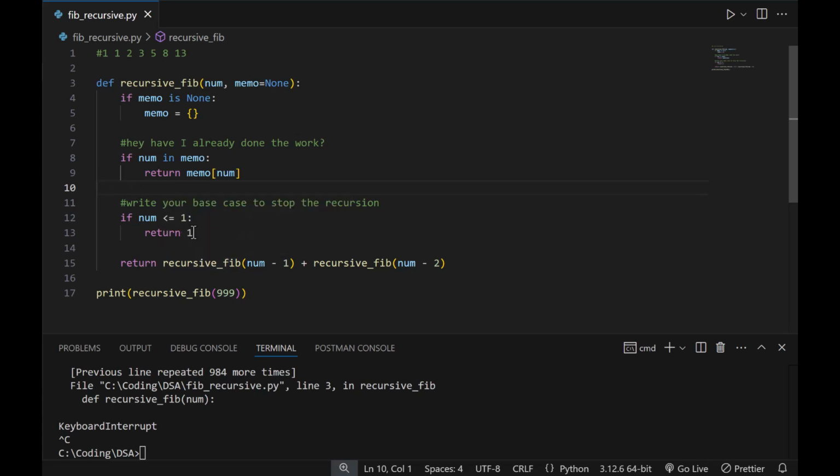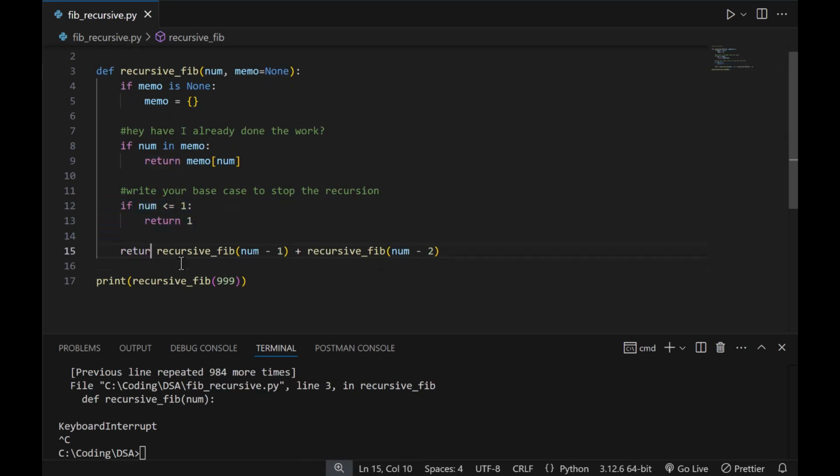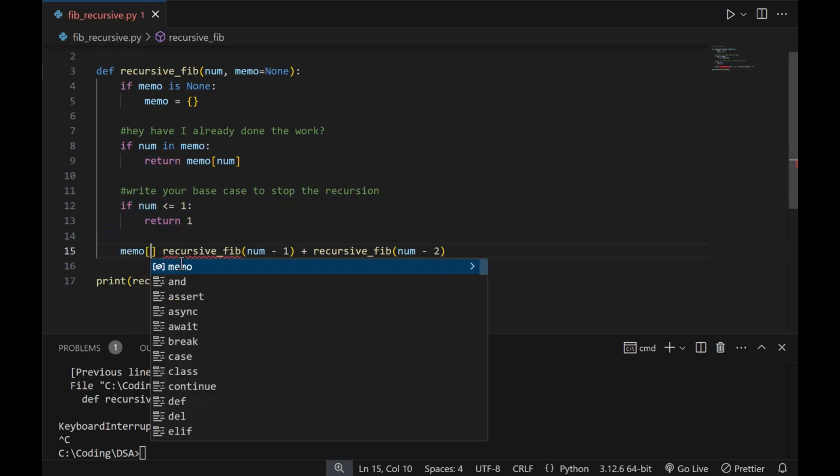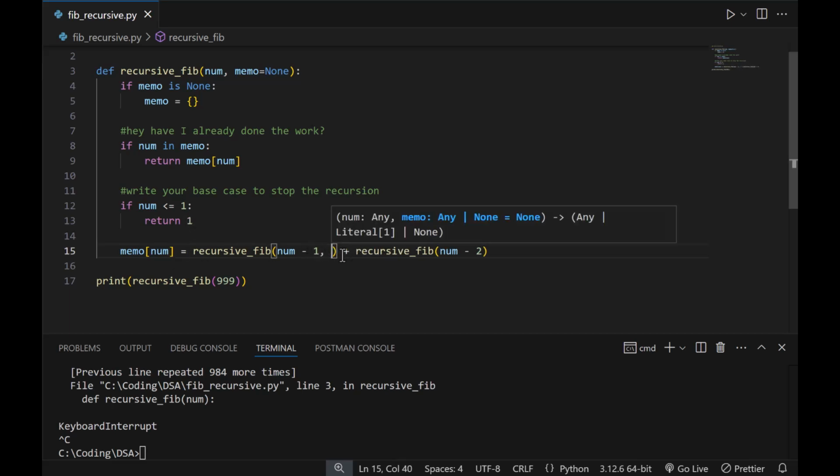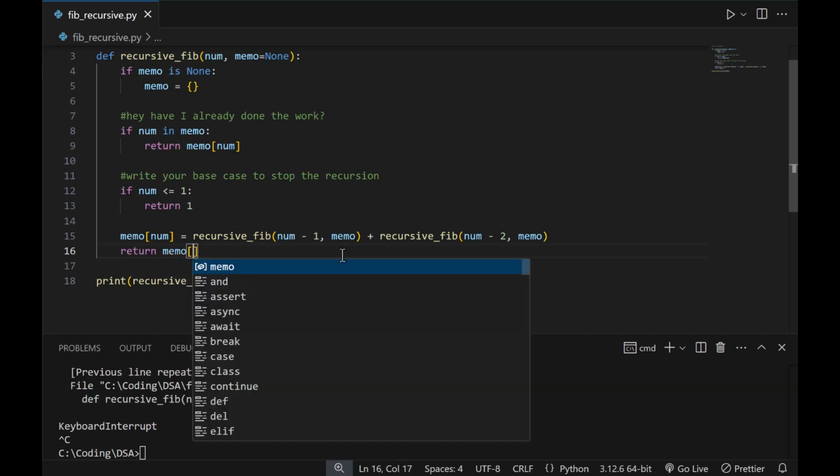We have the base case. This part is going to be the same, but here we're going to change some stuff. First, we're going to store our work in our key value pair system, right, our dictionary. And we're going to make certain that we pass it in. So I'm going to pass in the memo, all right, here. And then at the end, I'm going to return memo at num.